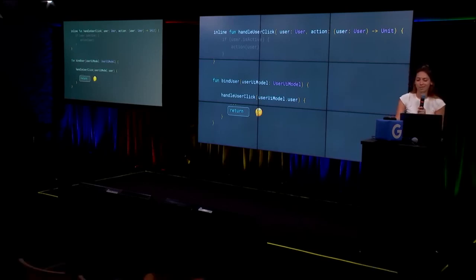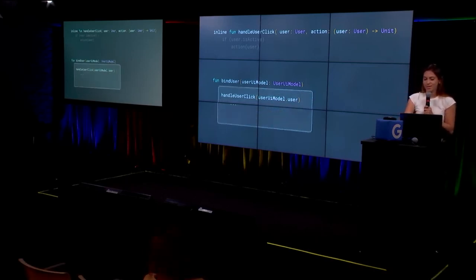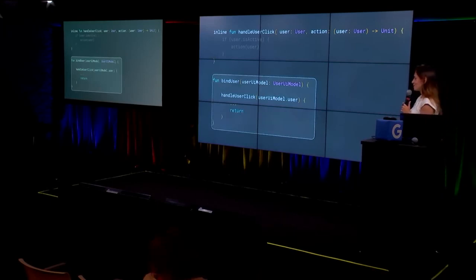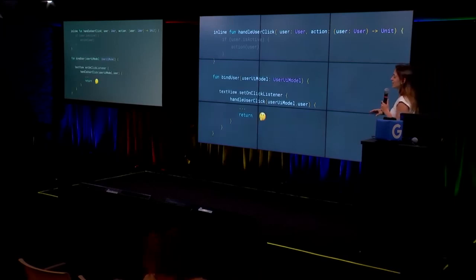OK. Let's see what happens. If we would put return at handle user click, then it will return to handle user click. But indeed, it will return to the bind user. OK. What if we have the handle user click inside an on-click listener? What will that return do?